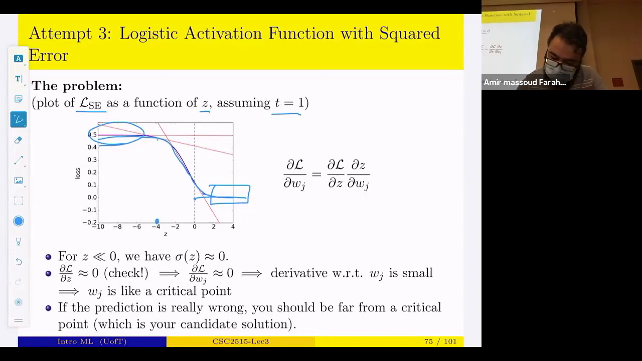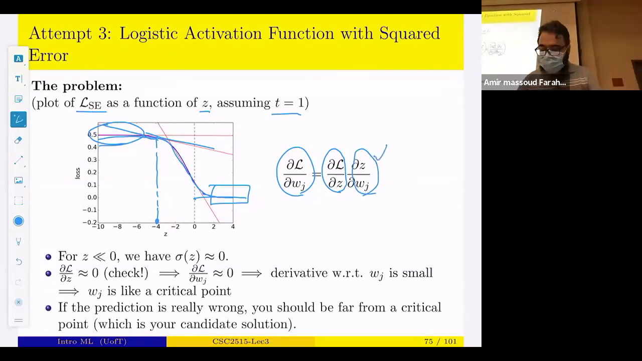z is equal to 4, the gradient is the slope of this loss function as a function of z. So the partial derivative of the loss with respect to w would be the partial derivative of loss with respect to z, the output of our model, times the partial derivative of z with respect to w. The second term is okay, but I'm just looking at the first term.